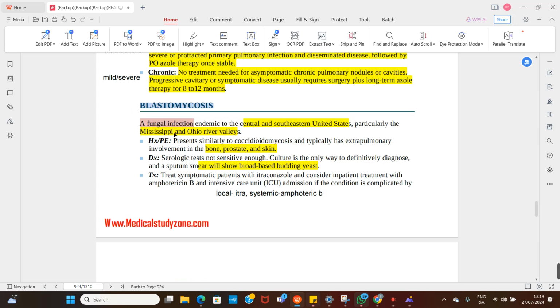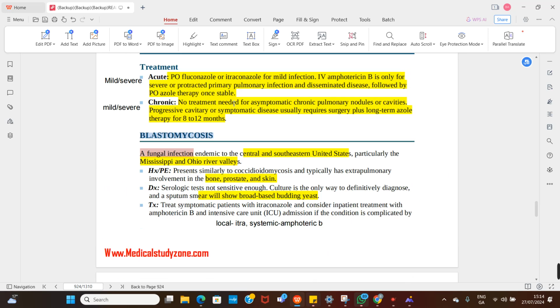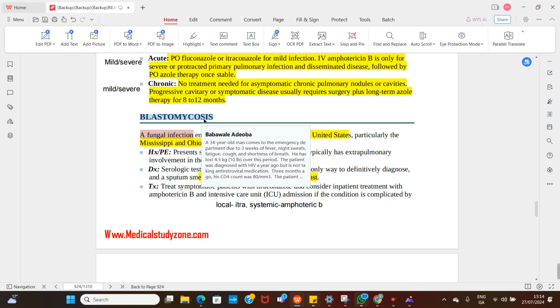The same thing also works for blastomycosis. Severe form, severe acute disseminated form, admit to ICU, IV amphotericin B, and your what? Azole. If the patient is not having the disseminated form, just mild acute, you can give your itraconazole. That's the way it works. Very easy. So, what about blastomycosis that you should not forget?